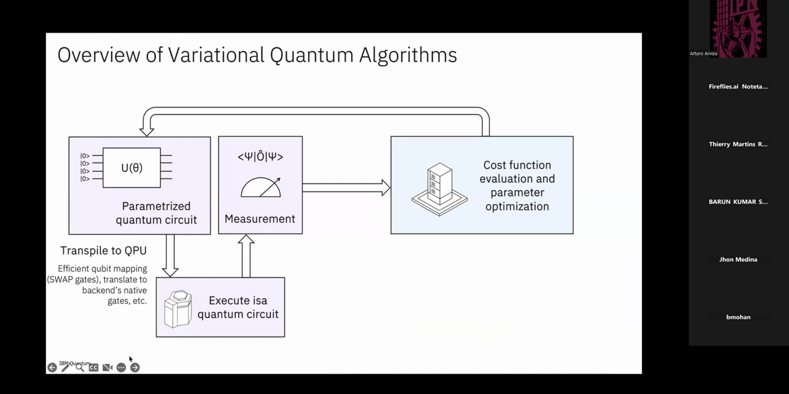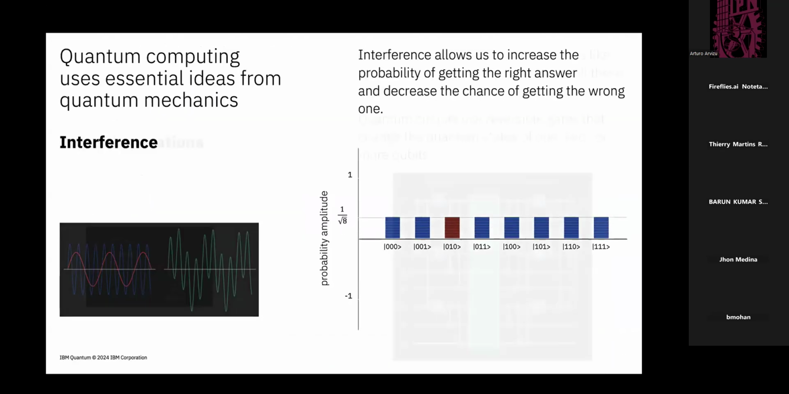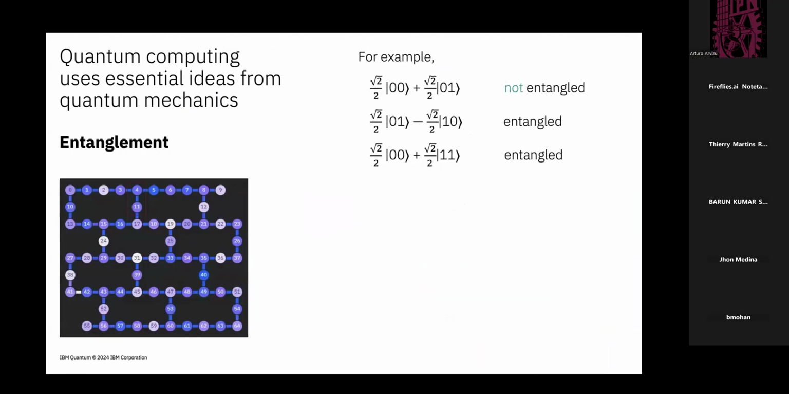One of the things you have to do before you do that, and you can go deeper and deeper into these things, is convert this into what's called an instruction set architecture quantum circuit. This is where you use the transpiler to mainly do two important things. If I showed you the picture of the quantum computer, you'll see that not all of the qubits are connected to each other. The connections are actually defined by the metal.